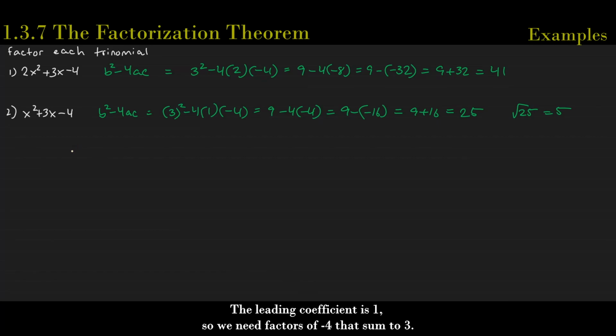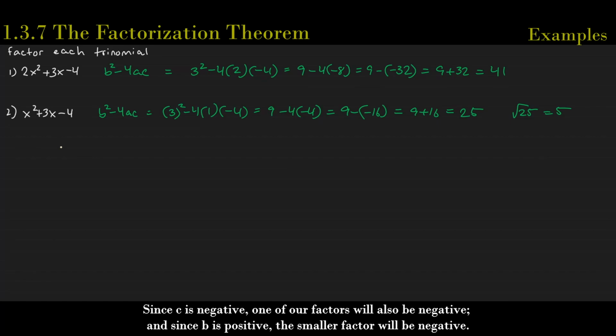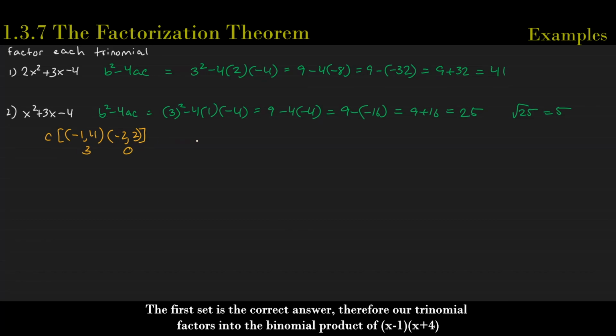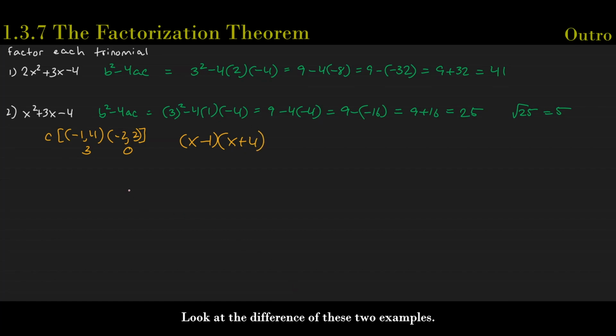The leading coefficient is 1, so we need factors of negative 4 that sum to 3. Since c is negative, one of our factors will also be negative. And since b is positive, the smaller factor will be negative. The factors of c are negative 1 and 4, negative 2 and 2. The sums of these factors are 3 and 0. The first set is the correct answer, therefore our trinomial factors into the binomial product of x minus 1 times x plus 4. Look at the difference of these two examples.